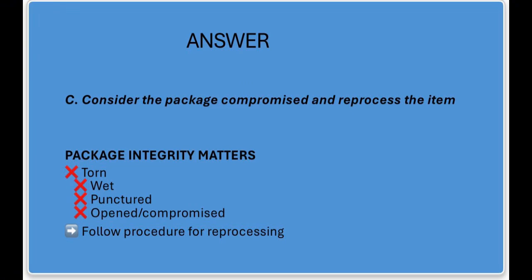The correct answer is C, consider the package compromised and reprocess the item. Sterility depends on maintaining package integrity. If the package is torn, punctured, wet, opened, or otherwise compromised, the contents cannot simply be assumed to remain sterile.